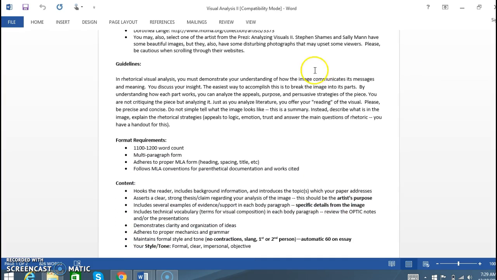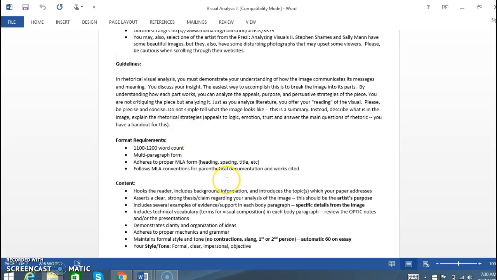Okay, the key right here is you're reading the visual. You are looking at it. You're telling us what's there. That's the easy part. The hard part is telling us why it's there. And that's the most important element, is for you to analyze, not summarize. And so you have to make sure you're offering insight into the different parts of the image. Okay, and then connecting it all together.